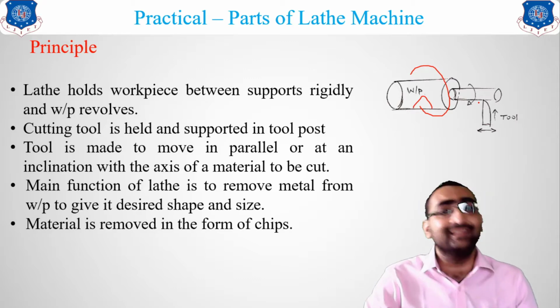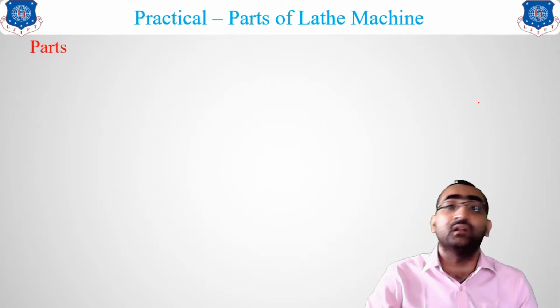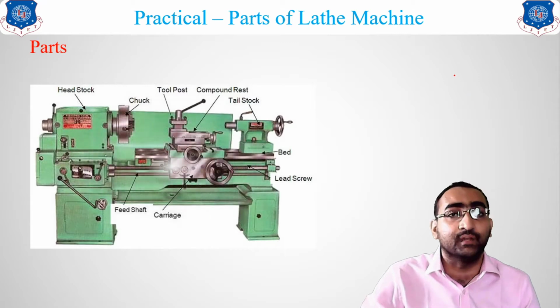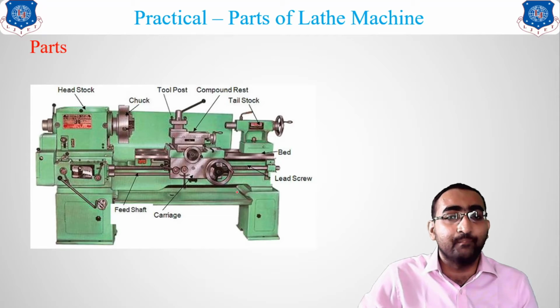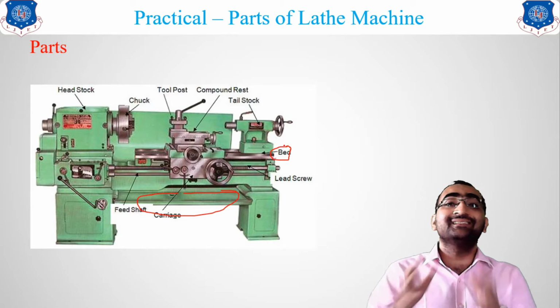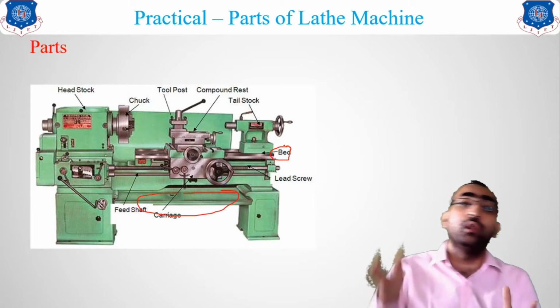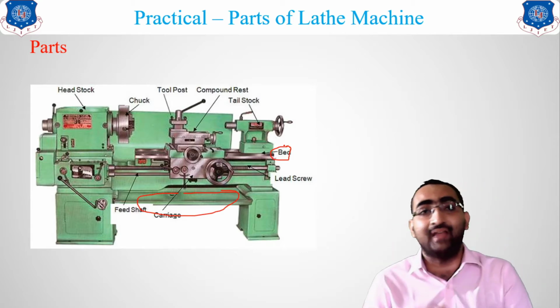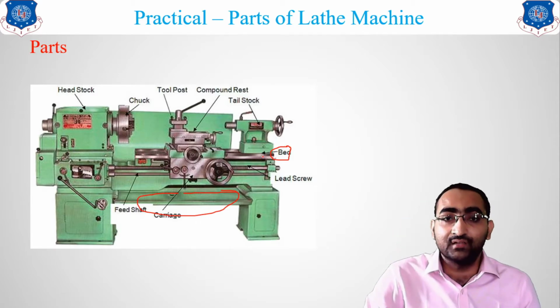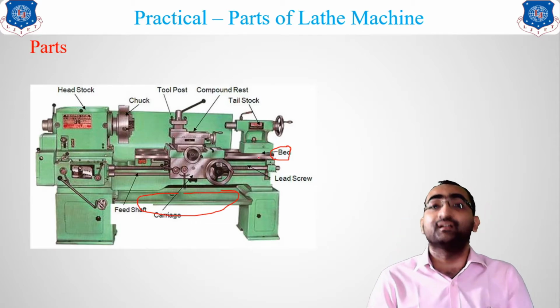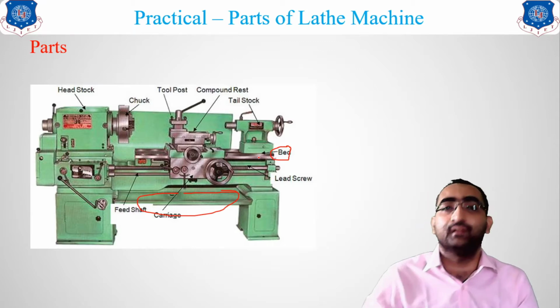Now let us see the schematic diagram of the different parts of the lathe machine. Starting with the first one, you can see there is a bed located over here. The bed is the part which carries the whole load of the lathe, and it also absorbs the vibrations. The bed is made of grey cast iron.